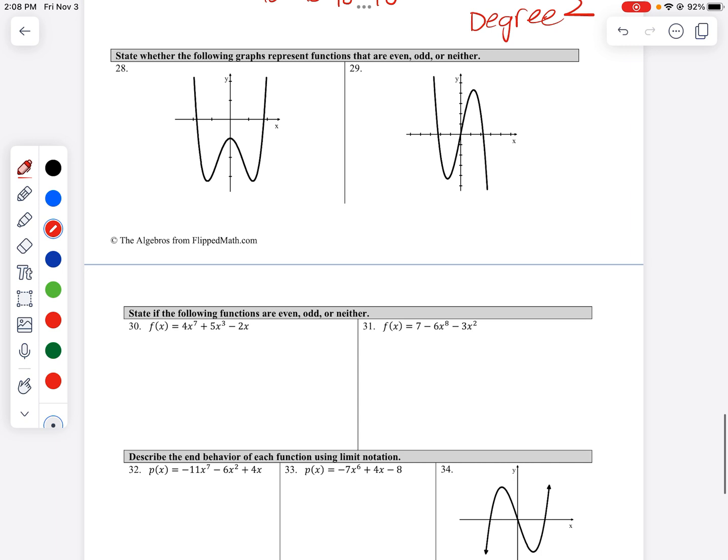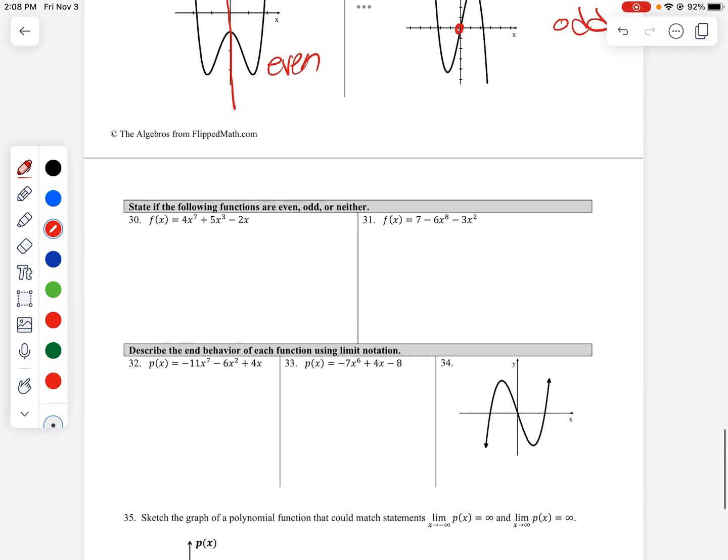So is this even, odd, or either? Well, I can fold it in half, so I know that that's even. This one I can rotate, so it would be odd. Well, what do we know about this? Is it even, odd, or neither?